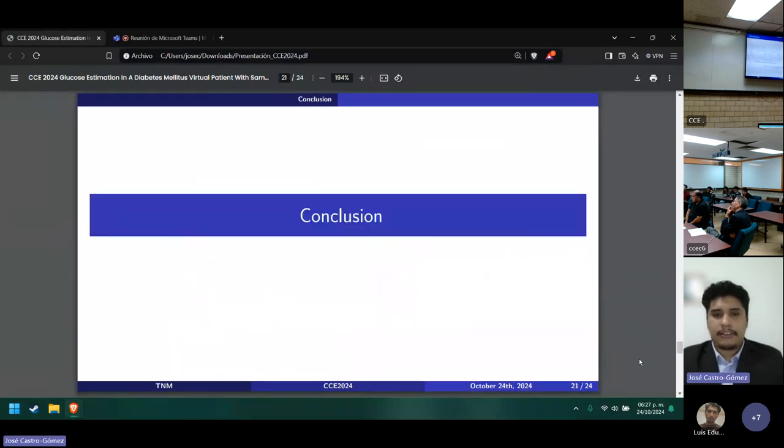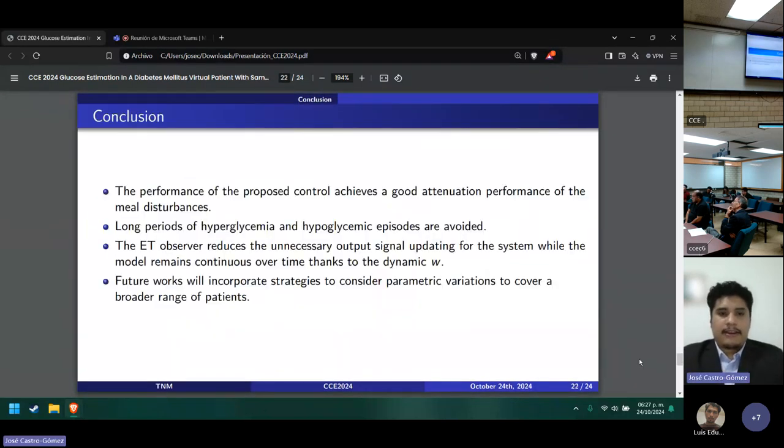So for the conclusion, the proposed control shows good attenuation performance for mild perturbations. Long periods of hyperglycemia and hypoglycemic episodes are avoided. The event trigger observers reduce the necessary output signal updates for the system, while the model remains continuous over time thanks to the dynamic of W. And for future work, we will incorporate strategies to consider parametric variation to cover a broader range of patterns.